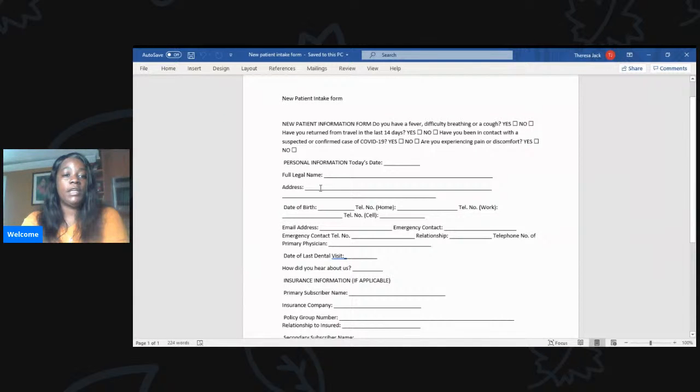Okay. So you want to get their full legal name, their address, the patient's date of birth, their phone number, their work or cell number, their email address, and emergency contact. The reason why I put the emergency contact on this particular form is because I remember having an experience where a patient came in as a new patient and they were sitting in the reception area and they actually had a medical emergency.